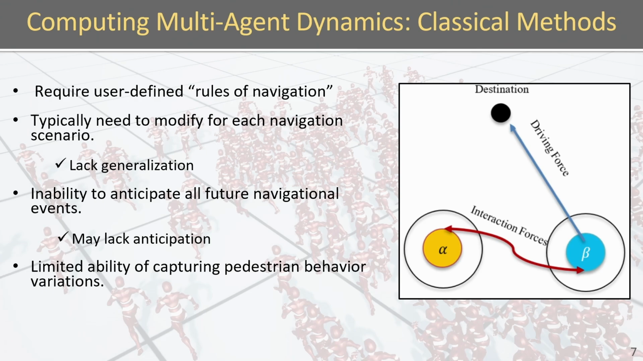One of the disadvantages of classical rule-based crowd simulation methods is that we need user-defined rules of navigation, and these rules typically need to be modified for each individual scenario, which means they lack generalization. They might also lack anticipation in some cases, and their ability to capture pedestrian behaviors is limited to a certain capability.